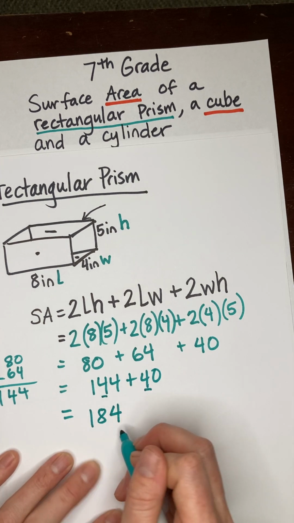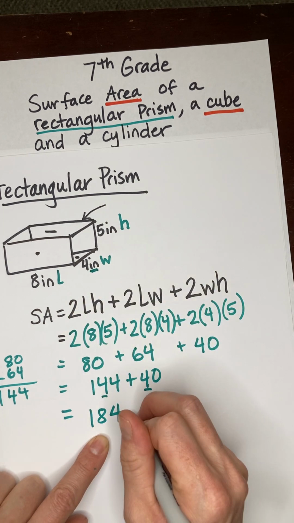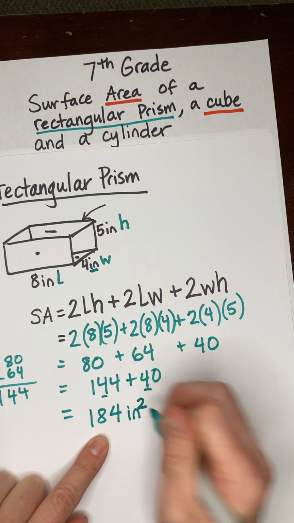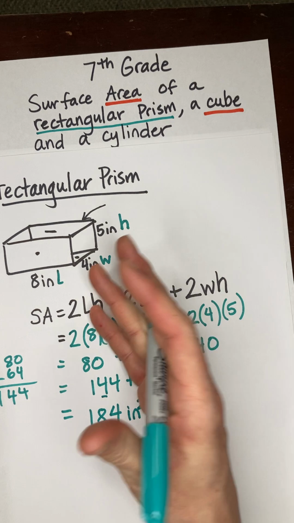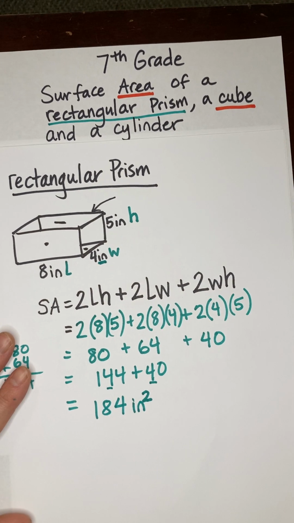Now I'm done with my number part. I need to look back and see what my units are. We had inches. And again, we're still doing area, so it's inches squared. We have not done volume, even though it's 3D. We're not doing cubed. We're still doing area, which is squared.